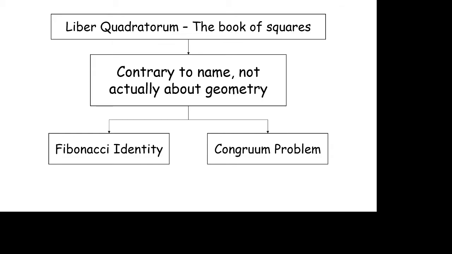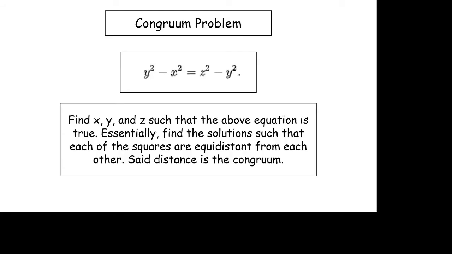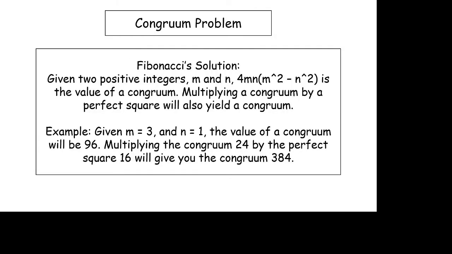Given three integers, x, y, and z, find values such that the squares of x, y, and z are equidistant from each other. In other words, find values that satisfy the equation y squared minus x squared equals z squared minus y squared. Fibonacci proposed a parametric solution. Given two variables m and n, the value of the shown equation will always equal a congruum. In addition, multiplying any congruum by a perfect square will always yield another congruum.